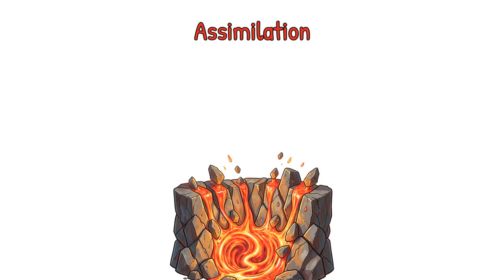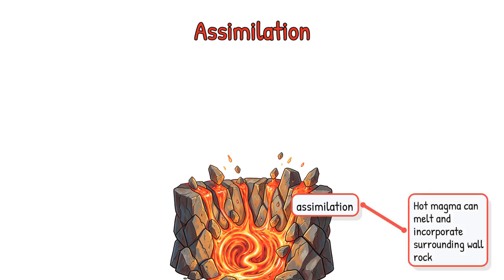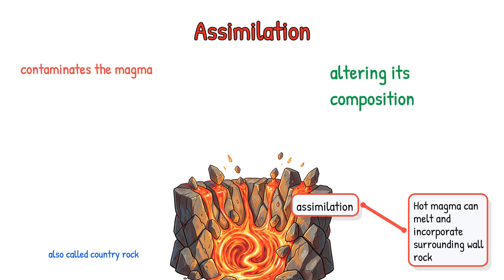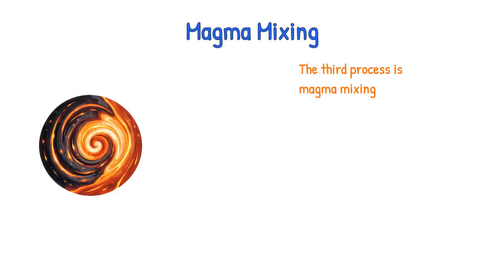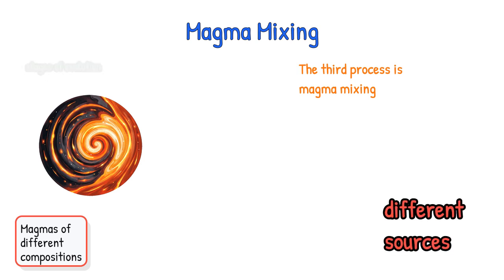The second process is assimilation. Hot magma can melt and incorporate surrounding wall rock, also called country rock. This contaminates the magma, altering its composition depending on the nature of the assimilated material. The third process is magma mixing. Magmas of different compositions, potentially from different sources or stages of evolution, can physically mix within the crust, creating hybrid compositions.